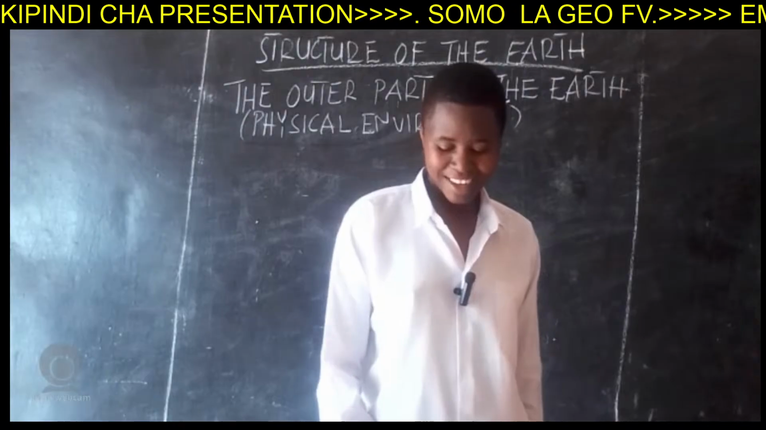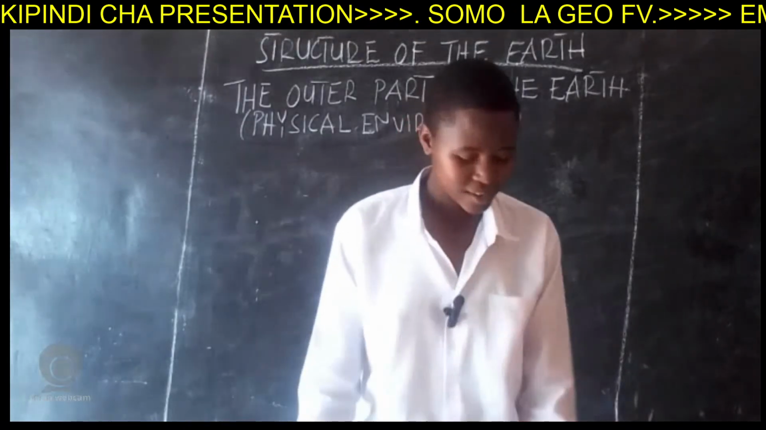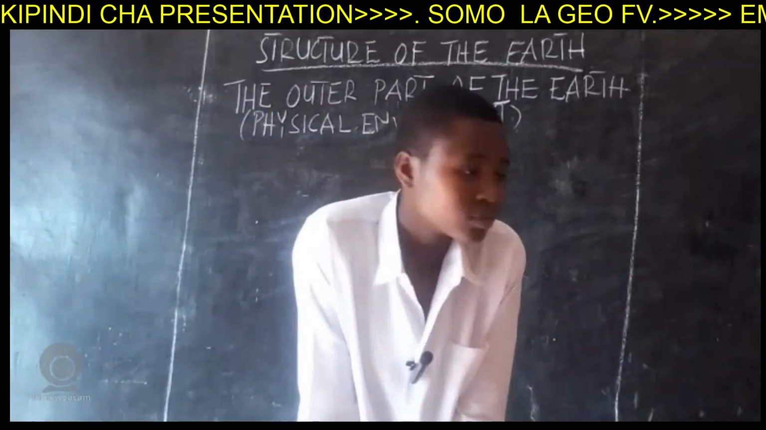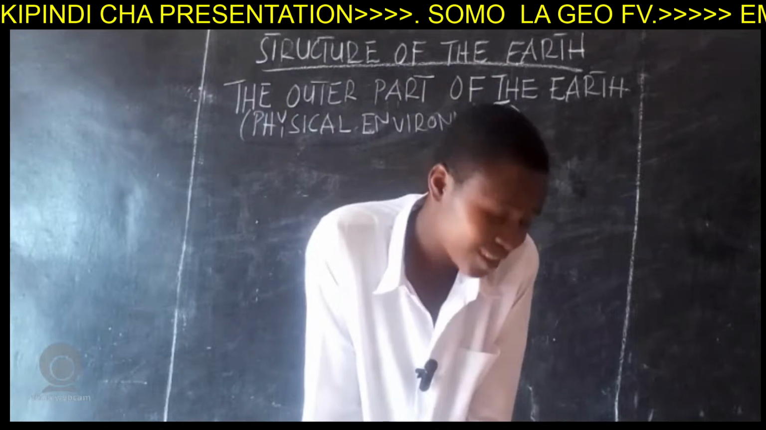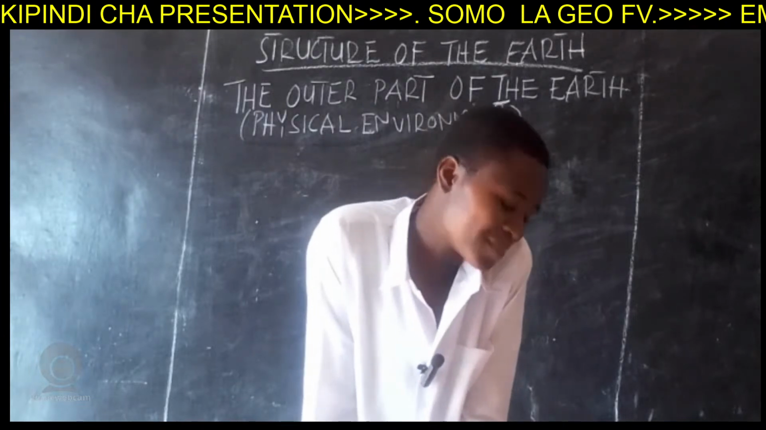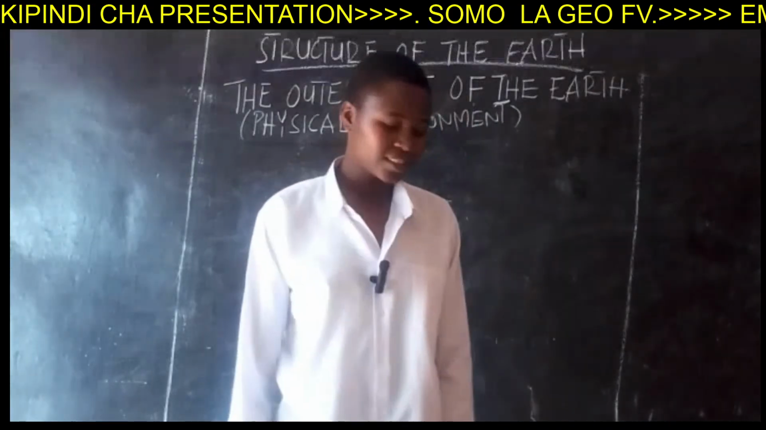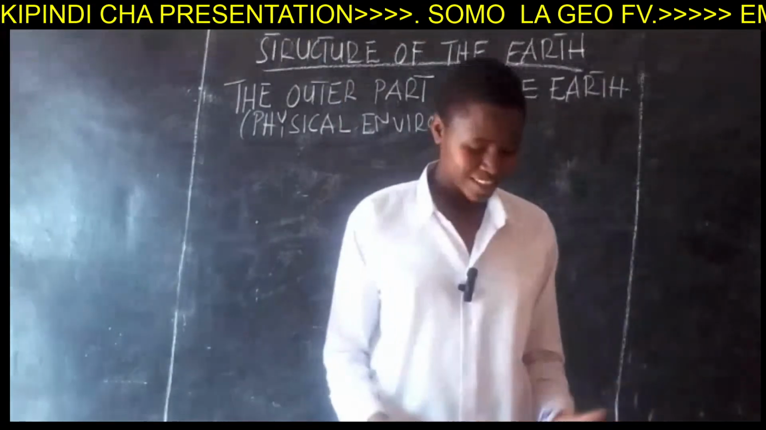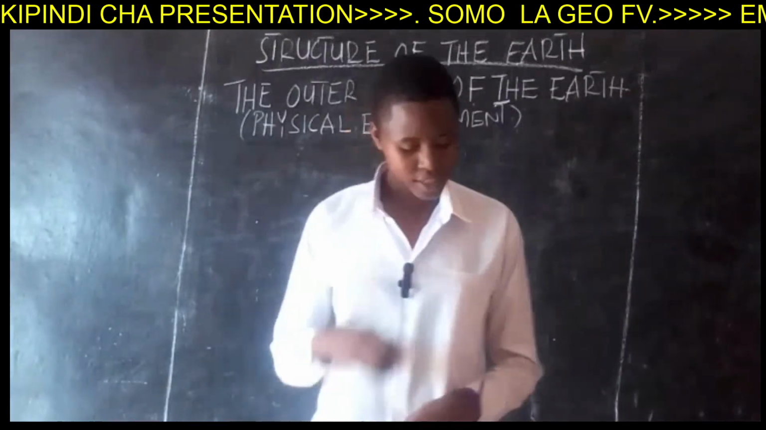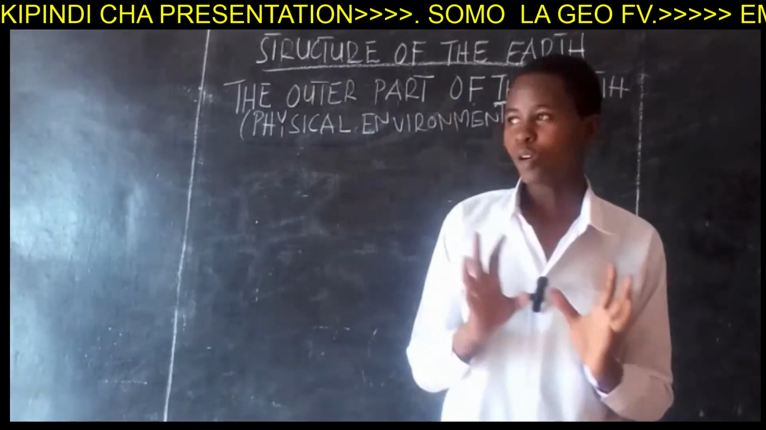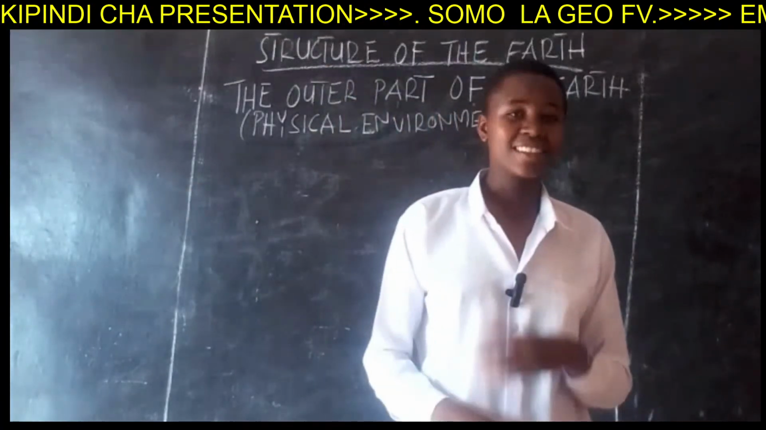Okay. The second layer is the hydrosphere. The hydrosphere refers to all water bodies of the Earth, including all oceans, rivers, and underground water. So this hydrosphere includes all oceans, lakes, rivers, etc.